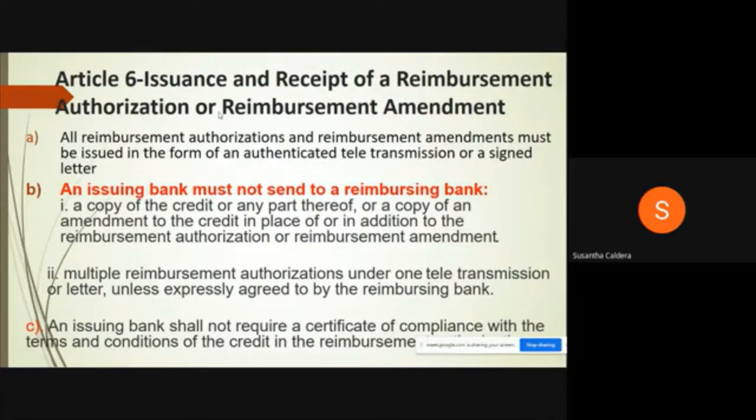Then, an issuing bank shall not require a certificate of compliance with the terms and conditions of the credit in the reimbursement. Right? An issuing bank shall not require a certificate of compliance. This may occur when the reimbursing banks in New York are all automated.